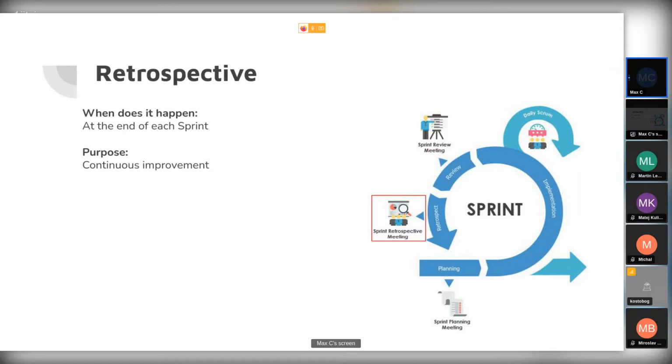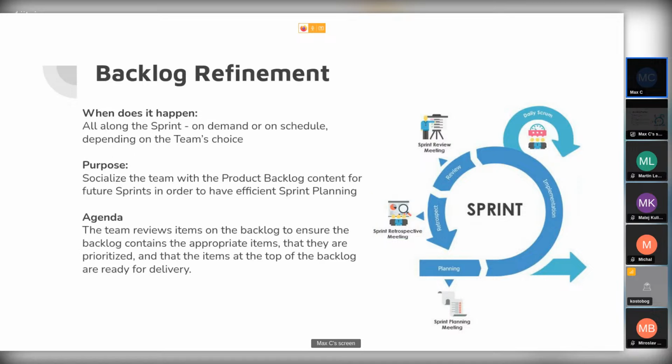And then just a retro after this sprint, again for continuous improvement. So what went well during this sprint, what went wrong, how can we improve it for the next time, and so on.